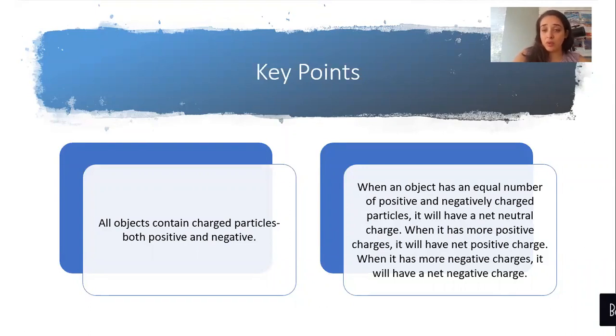Another key point is when an object has an equal number of positive and negatively charged particles, it's going to have a neutral charge. When it has more positive charges, it will have a net positive charge. And when it has more negative charges, it will have a net negative charge. Remember, this word net means total, right? We use that word also when we talked about total or net forces back in Unit 2.